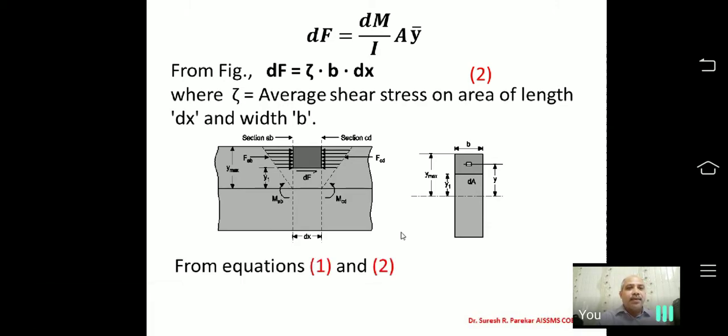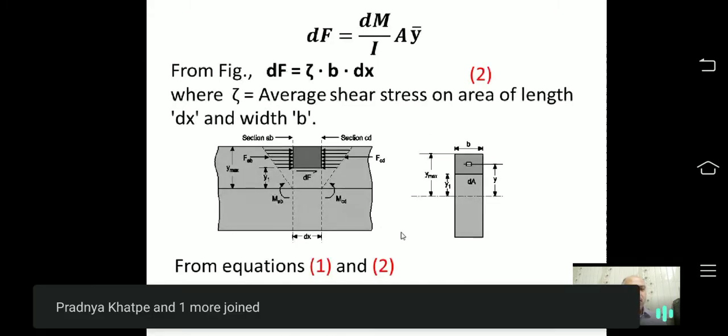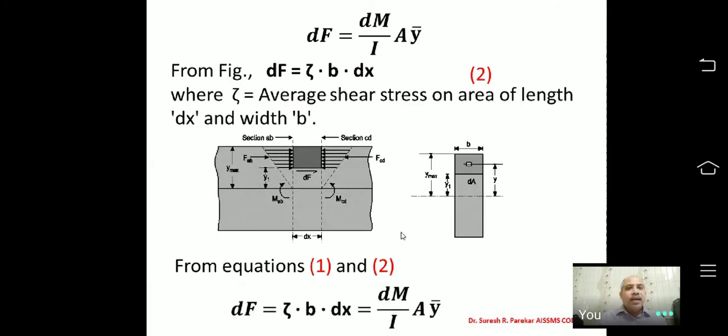Now from equation 1 and 2, in 1 also we have df, in 2 also we have df. Now if we equate this, because the left hand side is same, the right hand side should be same. If you equate it, then you have df is equal to tau b dx, which is the second equation, equal to dm upon I into A y bar, which is the first equation.